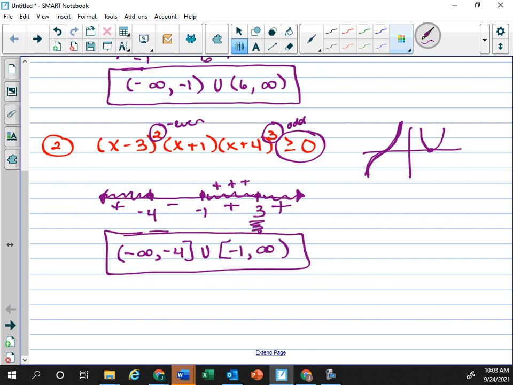All right, questions on the multiplicity? Are we kind of getting the multiplicity part? You see it a little bit? Okay, we're going to do another one.